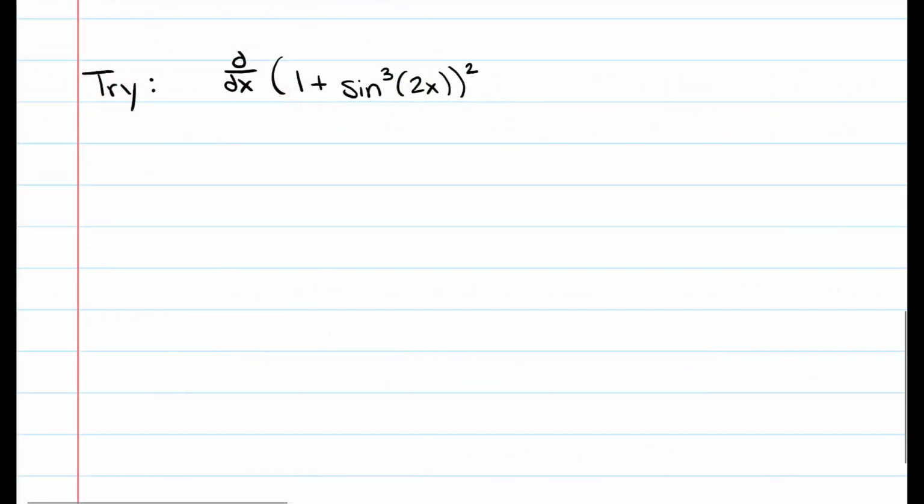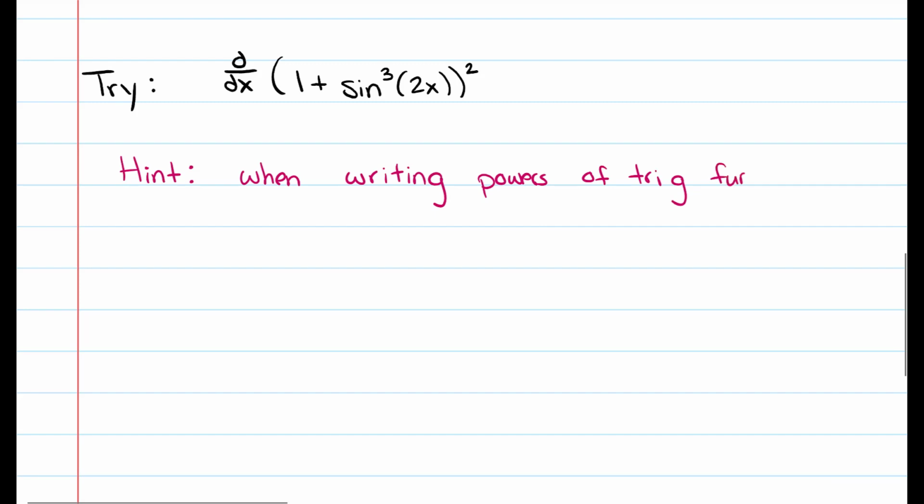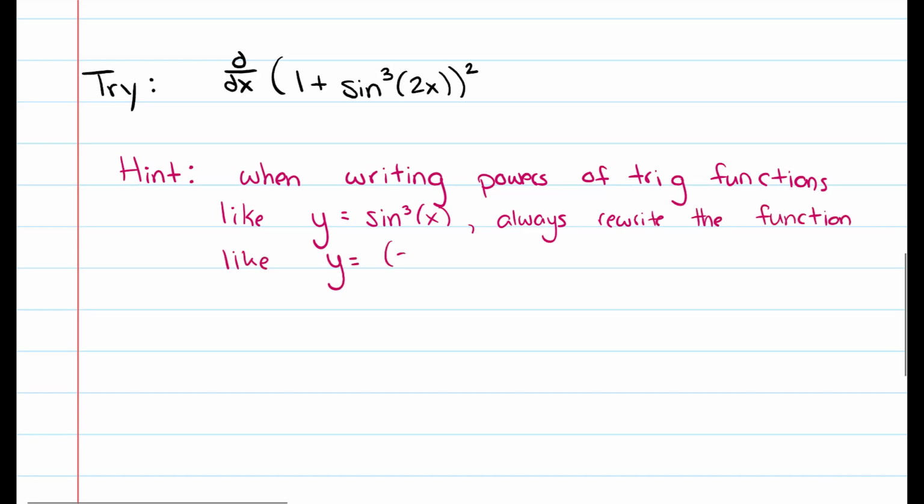So now on your own, I want you to try to take the derivative of 1 plus sine cubed of 2x, and the whole thing squared, by using the chain rule. One hint that I'm going to give you for this problem is when writing powers of trig functions, like y is equal to sine cubed of x, always rewrite the function like y is equal to sine of x and then the whole thing cubed.